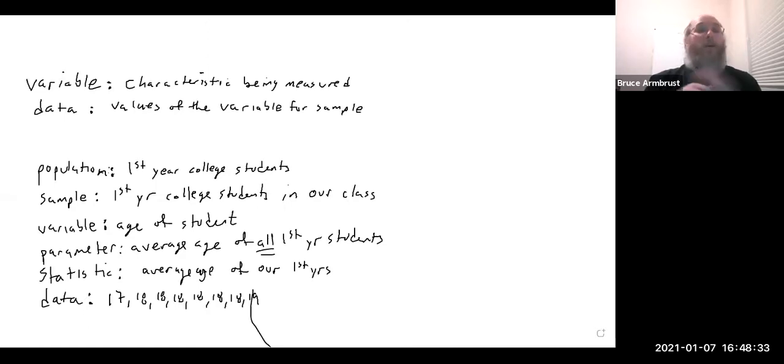All right, so look at that one. We don't actually have necessarily a population because we didn't specify. We do have a sample. It's us, right? What's the variable now?